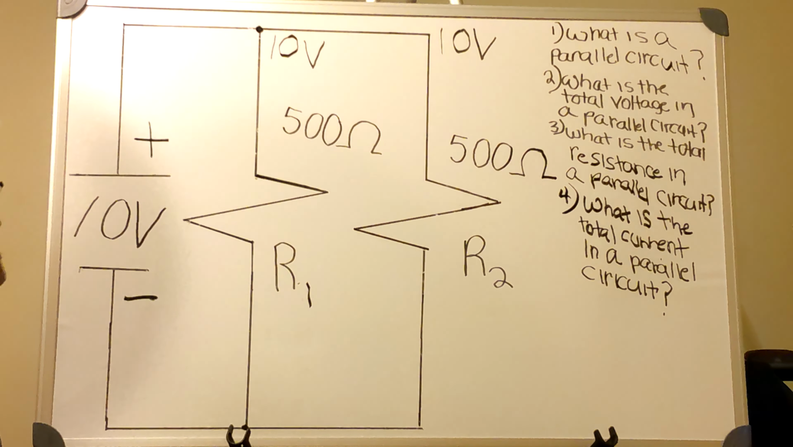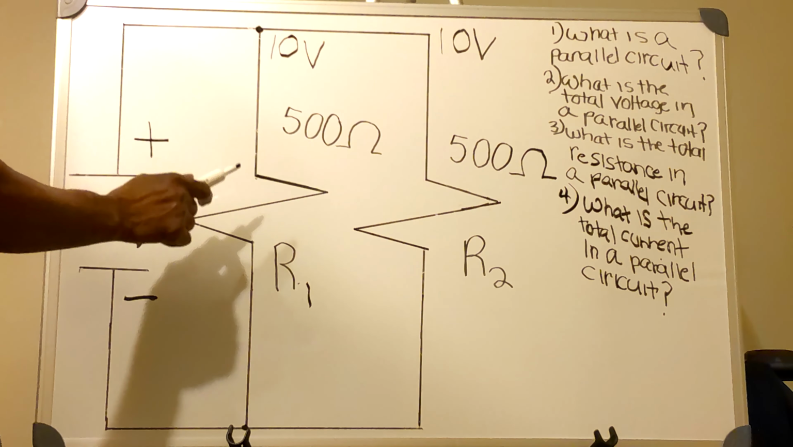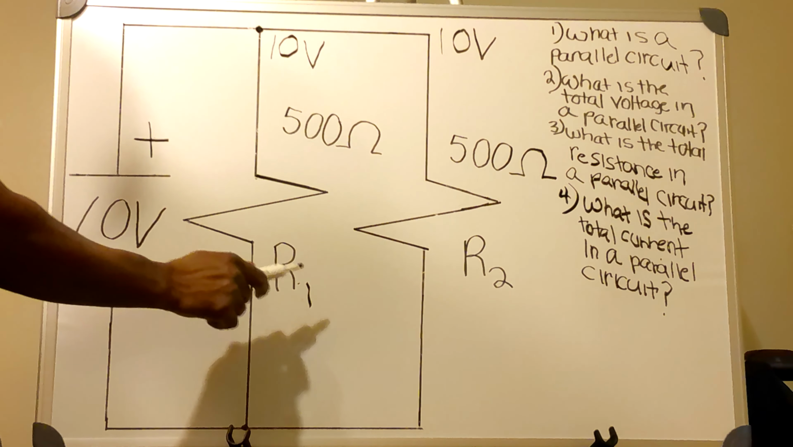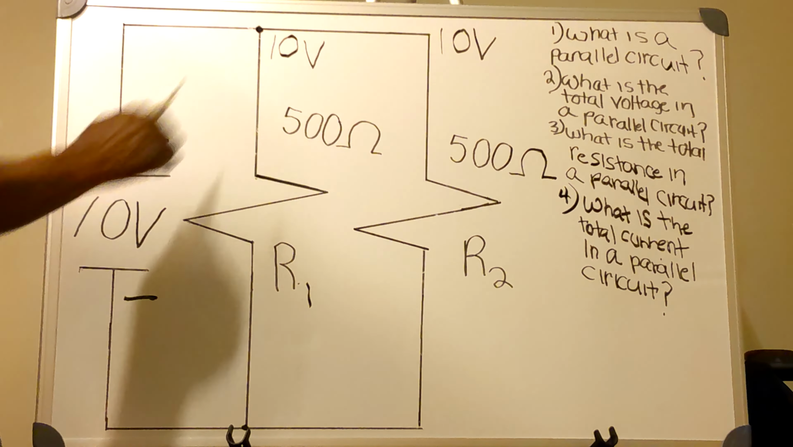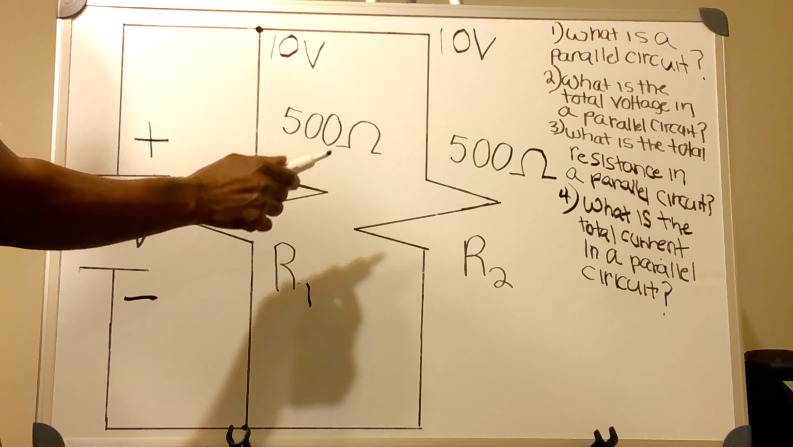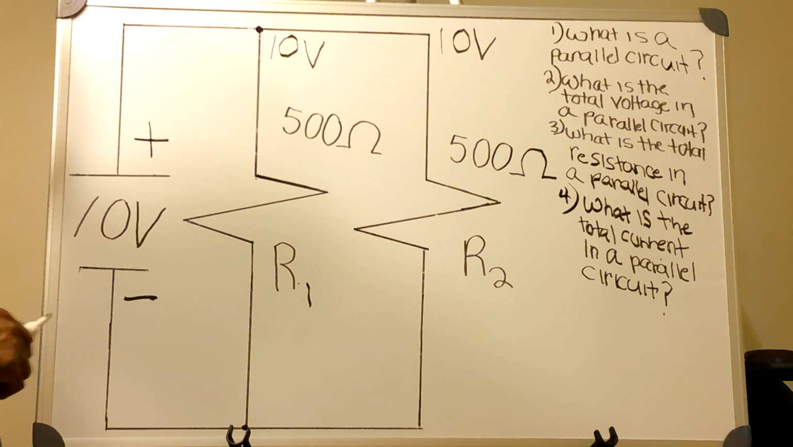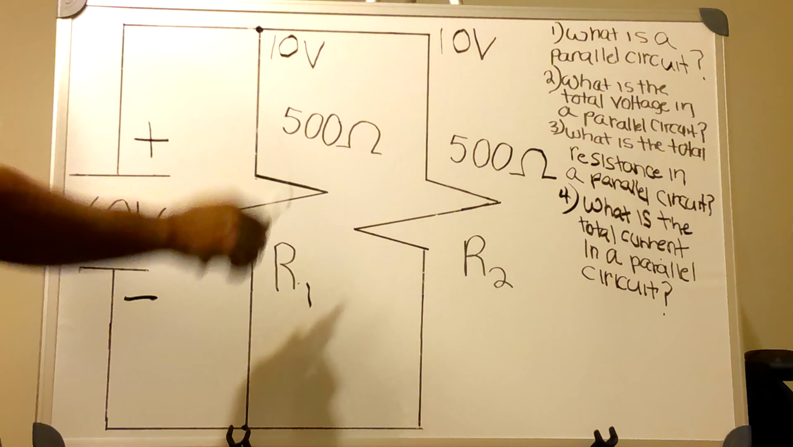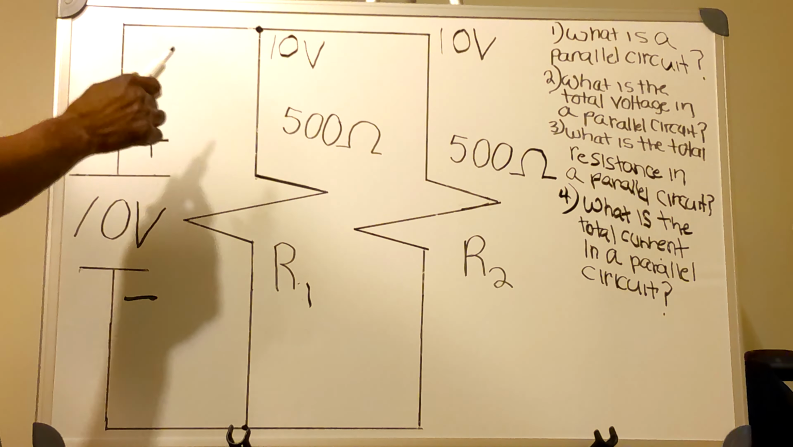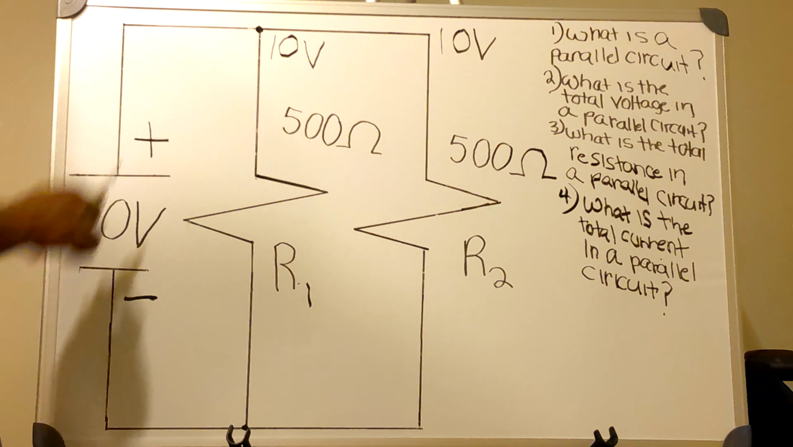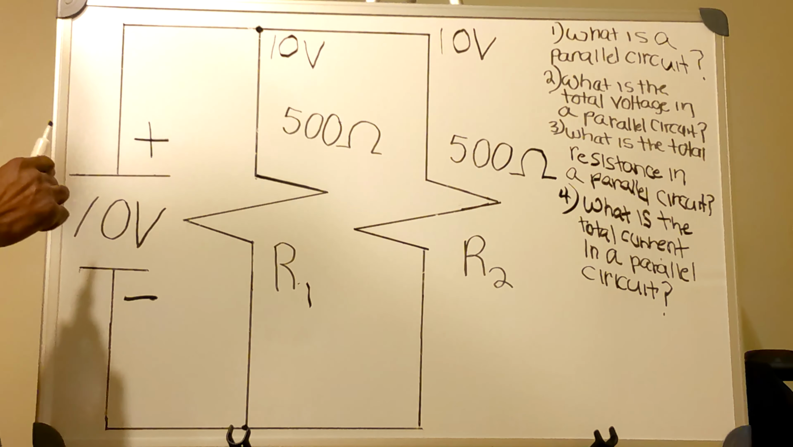In this example, you have a 10-volt source and you've got a couple of resistors. We call them R1 and R2. Notice that R1 and R2 is directly connected across from each other. And notice that both R1 and R2 is directly connected across the volt source and share the same voltage.